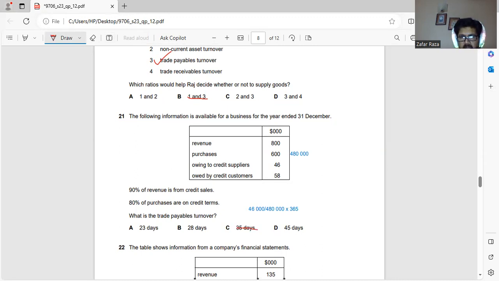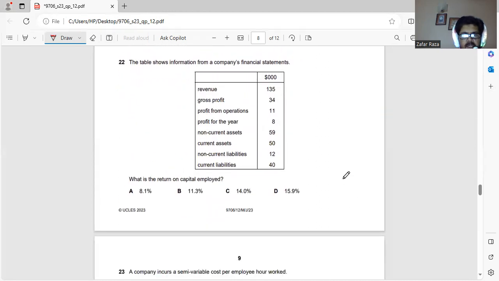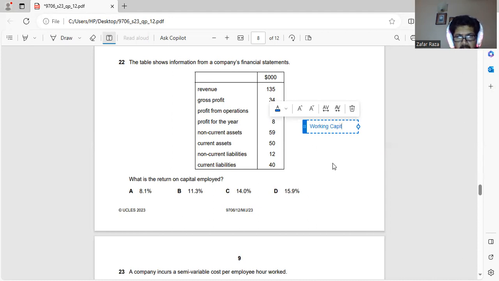Okay. The table shows information for a company's financial statement: revenue, gross profit, profit from operations, profit for the year, current assets, non-current liabilities. Now, first of all, how to calculate capital employed? Getting my point? What is the formula of capital employed? Capital employed means working capital plus non-current liabilities.